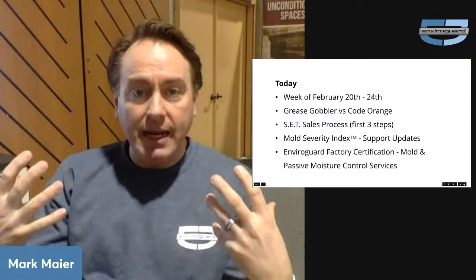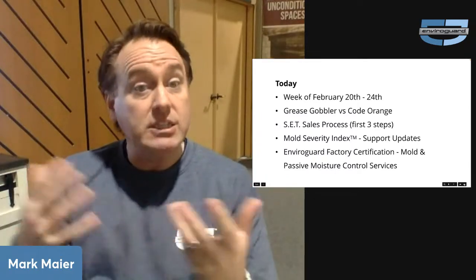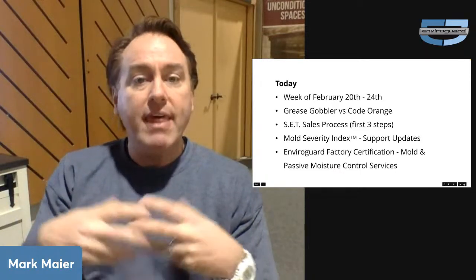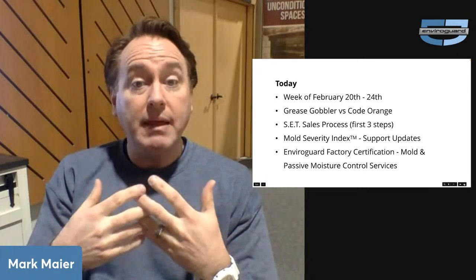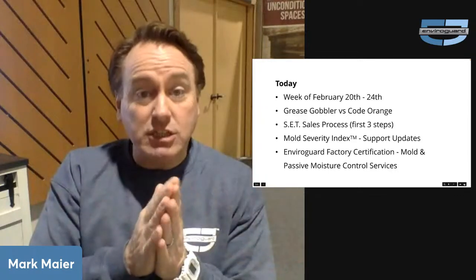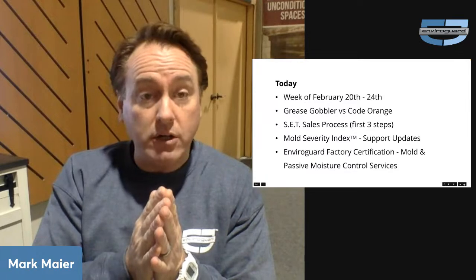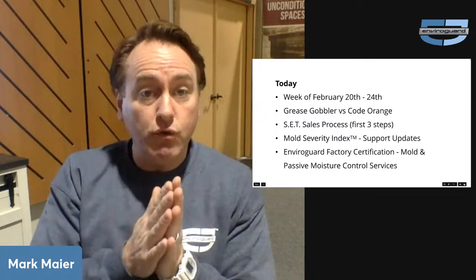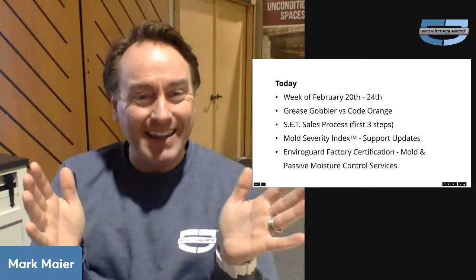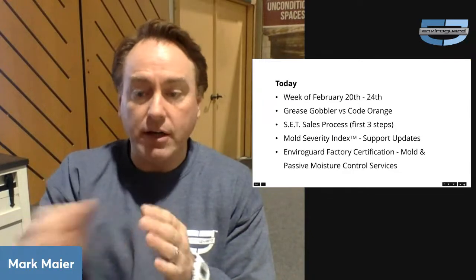Then we're going to get into the main meat of today, the first 3 steps of the S.E.T sales process, and role playing that for you. Then we're going to jump into, I'm sorry, mold severity index support updates, new documents that you're going to be seeing coming out over the next week or two to improve your sales. And then finally, EnviroGuard factory certification, and some dates that you can make indelible in your calendar.